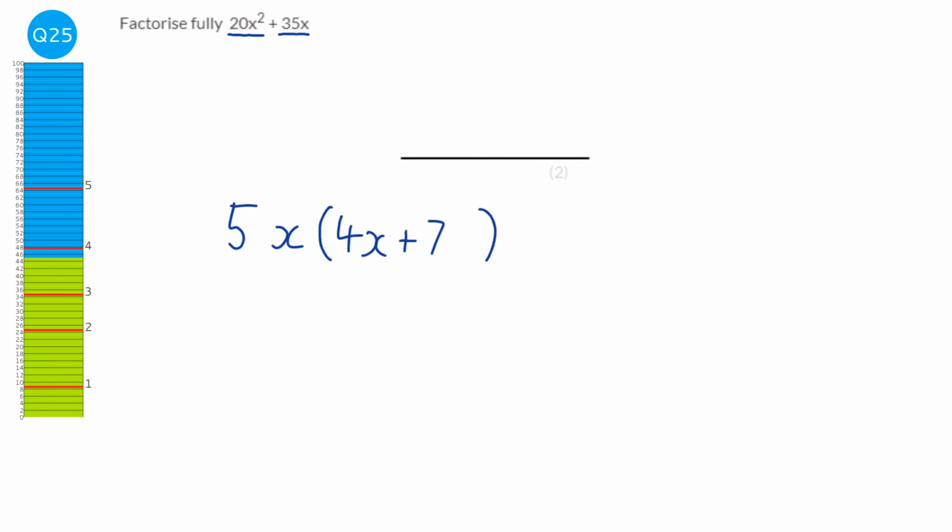And you can actually expand that to check, and you can use any method you want. I'll use Smiles and Rainbows. And so we're going to do 5x times 4x, which is 20x squared, and 5x times 7, which is 35x. So our answer will be 5x brackets 4x plus 7.